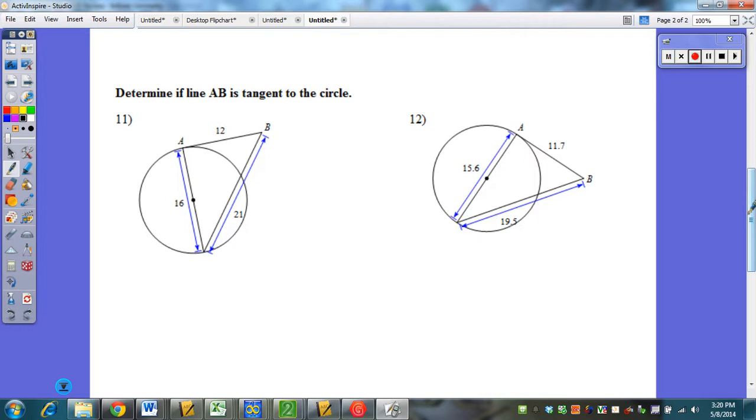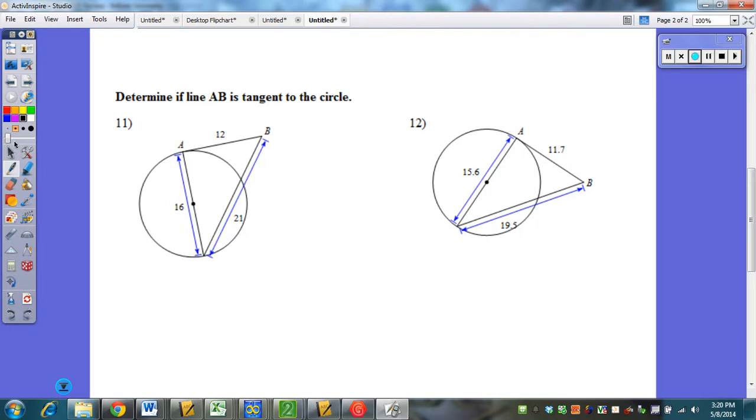Alright. Now of course, if on number 11, AB is going to be tangent to this circle, then my radius or diameter has to be perpendicular, which means that it will create a right triangle. If it is perpendicular, then I can prove that using the Pythagorean theorem. So my hypotenuse, C, is always across from the right angle.